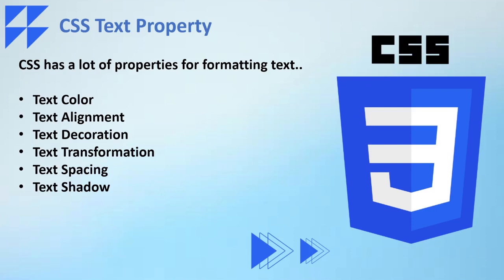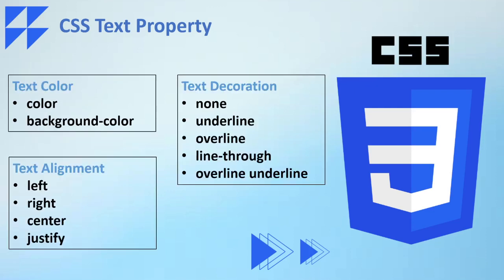So what we will do, we will cover the first three properties in this video, and I'm going to do a part 2 of this video in which I will be covering the last three properties. Okay, so let's start with our first three properties, that is text color, text alignment and text decoration. Let us look at first of all text color. In text color we have two properties, color and background color.